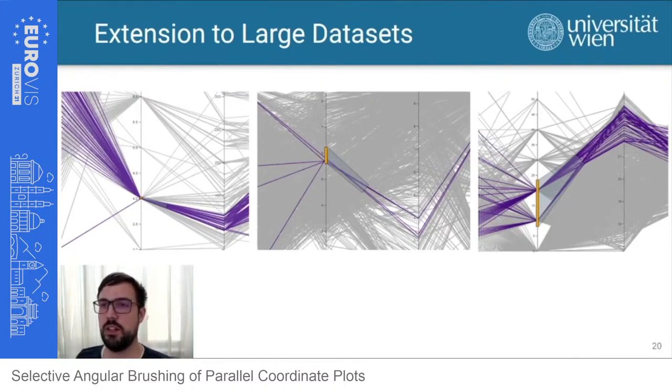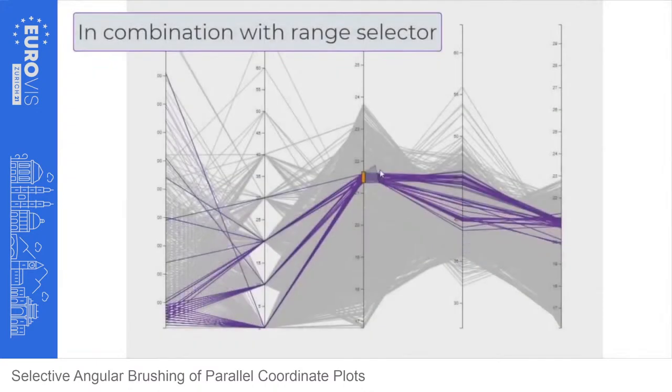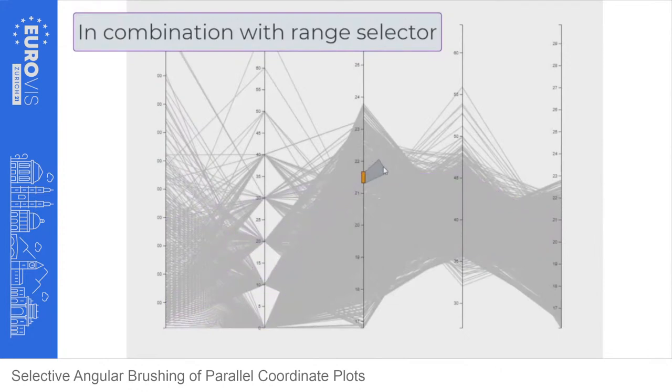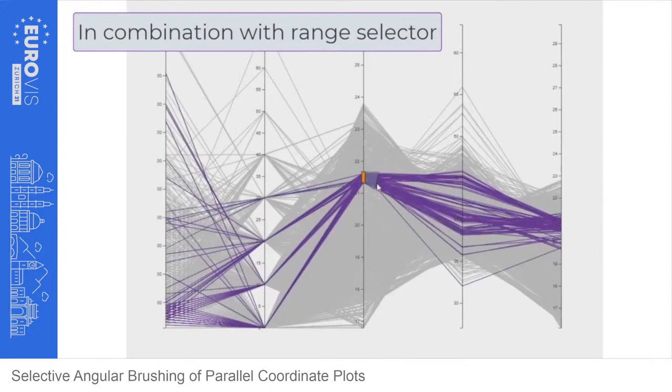First, the user needs to specify a range on an axis. By clicking onto that range and dragging the mouse away from it, an identical selection technique is applied as before. Instead of a triangle, the shape of the highlighted area is now a quadrilateral, similar to a trapezoid, but without parallel sides. In this short clip, you can see the extended selection method in action.